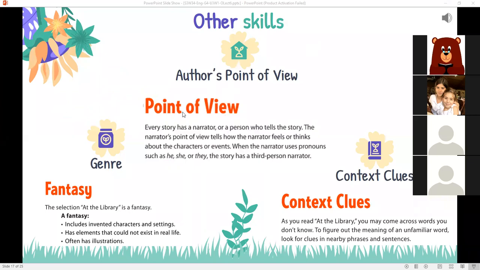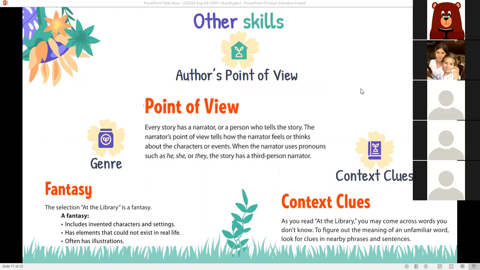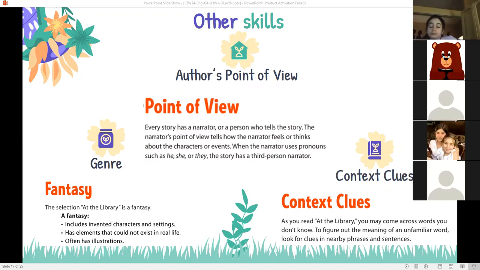Does anyone have any question regarding point of view and fantasy genre? You can just raise your computer hands. Yes, Bella. I didn't understand it that well. Which one, the fantasy or point of view? Point of view. Okay, Bella.